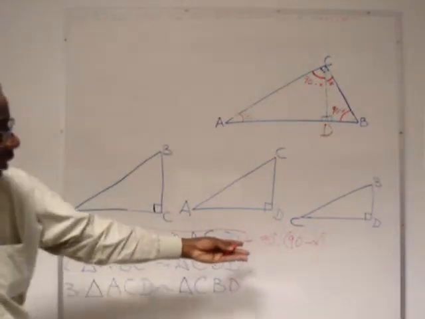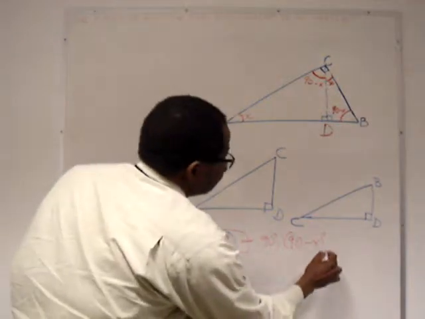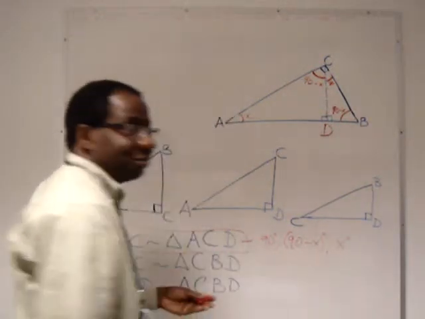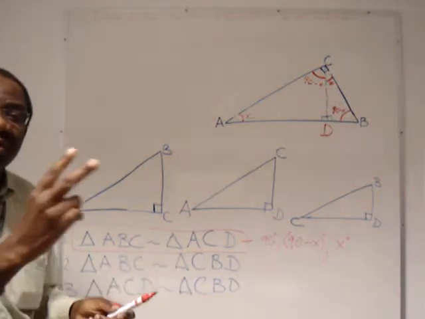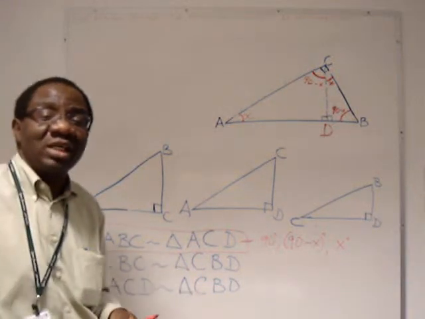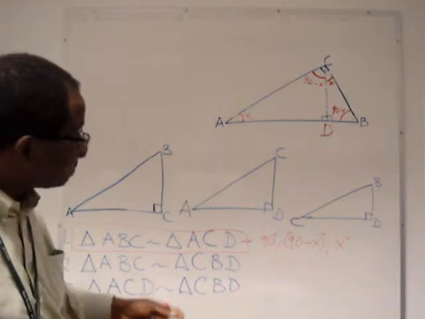Well, it means that the third angle of each one of them must also be the same, because if two triangles have two angles that are the same, the third must automatically be the same, because all the angles must add up to 180 degrees.